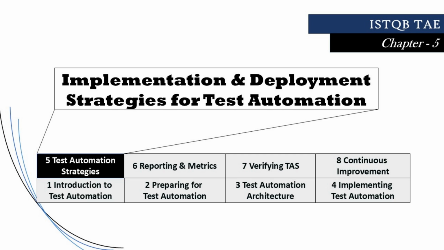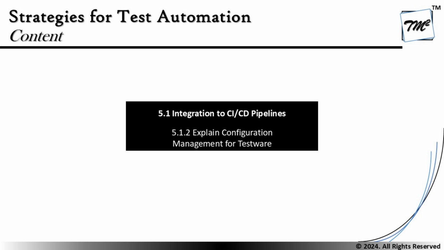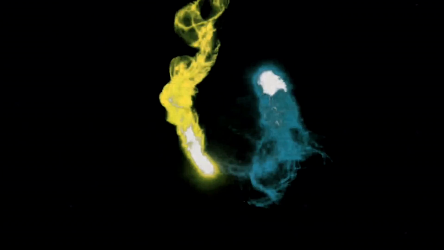Welcome back to another tutorial on ISTQB Test Automation Engineer certification. We are in chapter 5 talking about strategies for test automation, and looking forward to continuing with the next segment of 5.1, that is 5.1.2, explain configuration management for testwares. Here we'll be understanding the importance and significance of configuration management when it comes to the different components of the test automation solution.